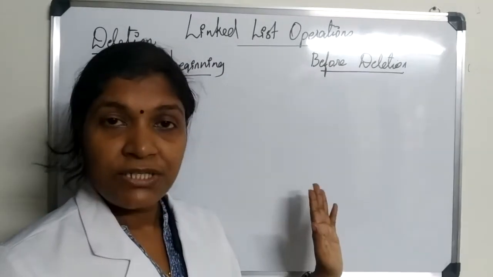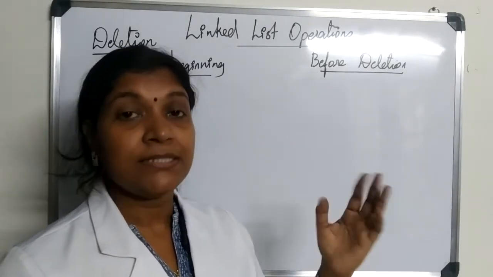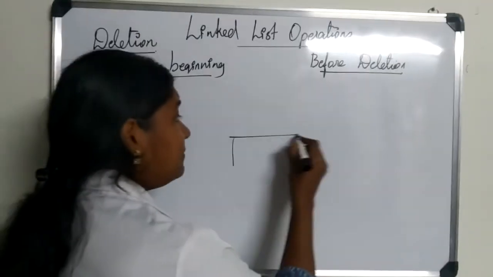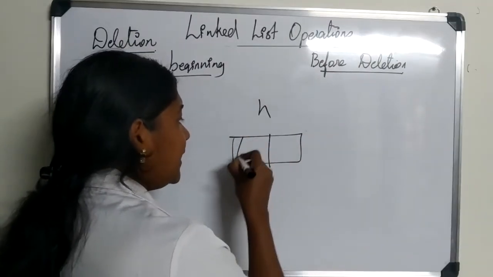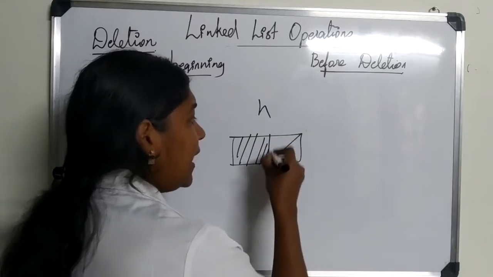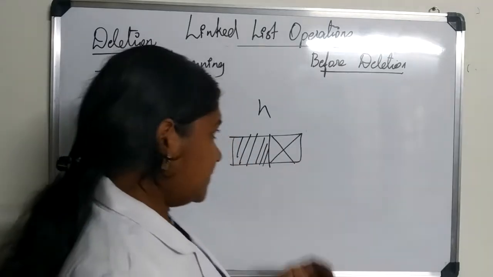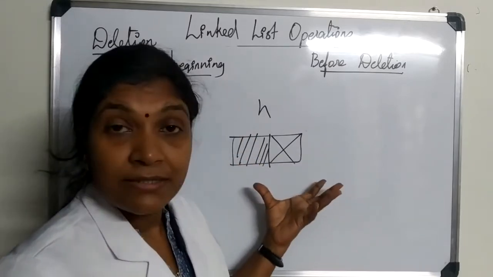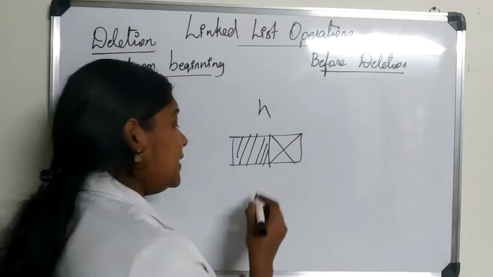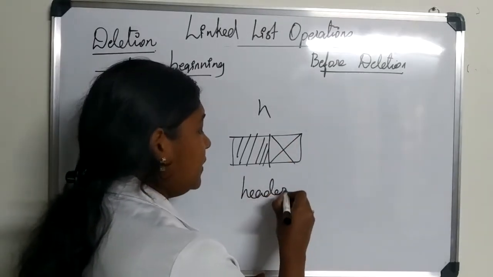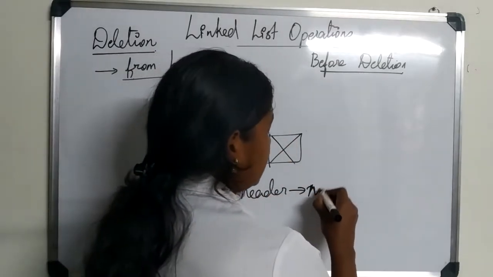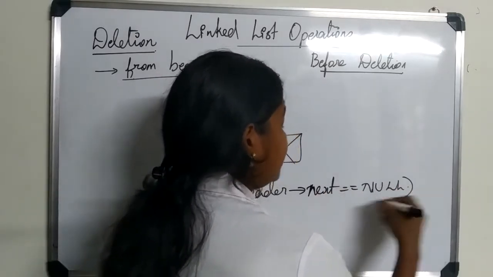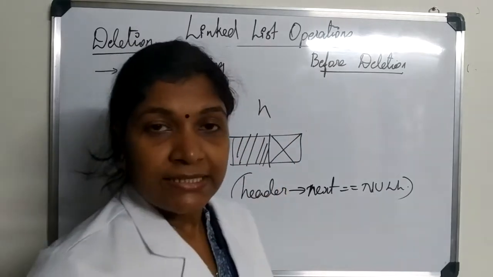So in any deletion case, first we will check whether the linked list is empty or not. And what is an empty linked list? An empty linked list would contain only the header node with data part as null and link part also as null. In order to identify whether a linked list is empty or not, we can check whether header dot next is equal to null or not. This is the check for whether the linked list is empty.